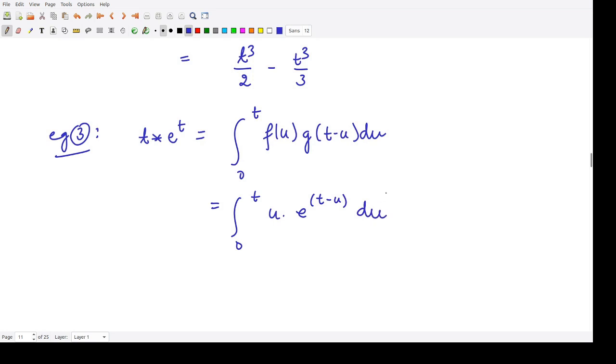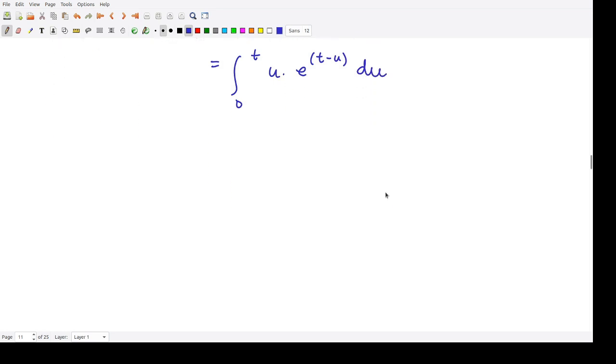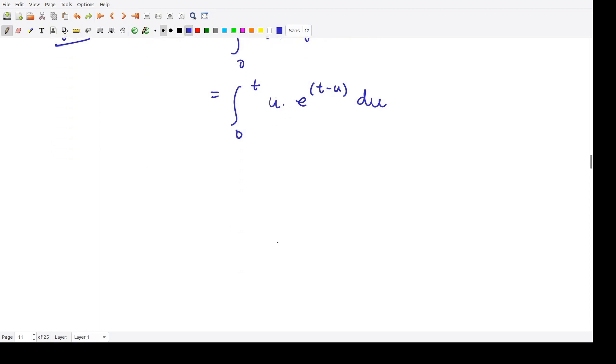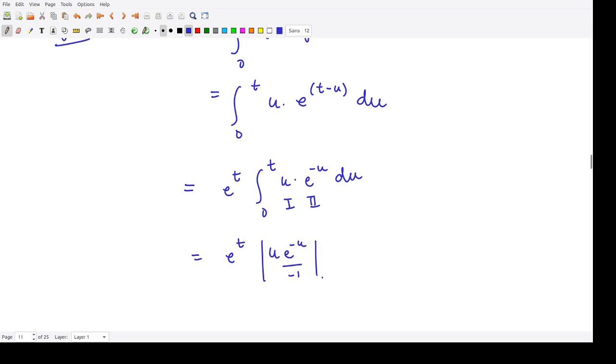Now you have to perform this integration with respect to u. Okay, so we'll perform this integration. How do we perform the integration? The integration is performed with respect to u. So we can take the term e to the power t outside. The integration is only with respect to u of the term u into e to the power minus u du. Now we can treat this as the first function and this as the second function. It would be e to the power t, and then the first function as such, the integration of the second, and then minus the integration of the derivative of the first function, the integration of the second.